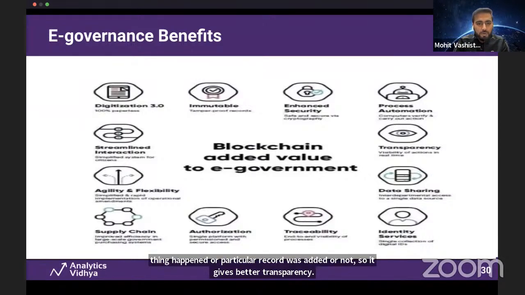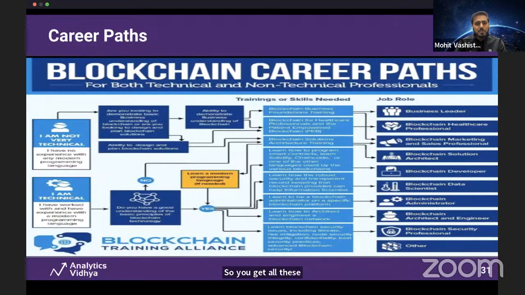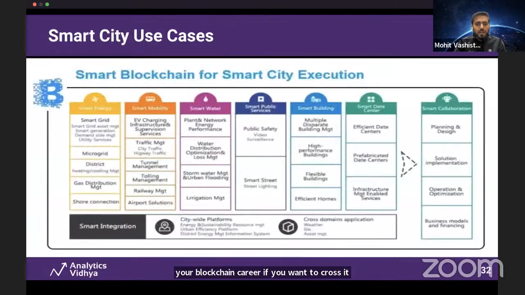So you get all these benefits. You can simply go through these. This is a chart which you can use, which I also took from somewhere. It will help you, because you might be doing different kinds of jobs right now. So you can decide whether you are a technical person or not, and based on that chart you can decide what exactly you want to do with your blockchain career, if you want to proceed with that.